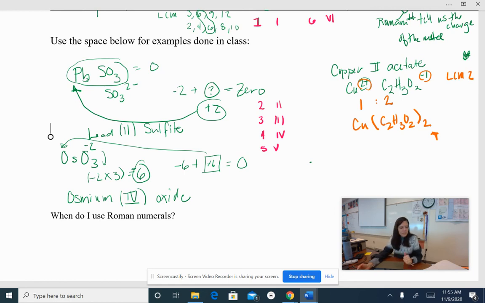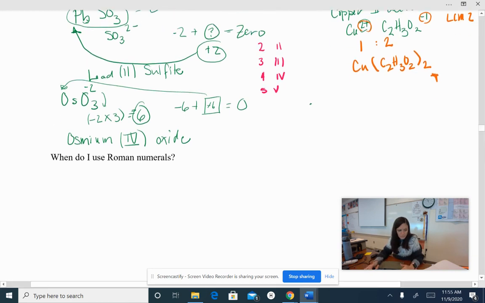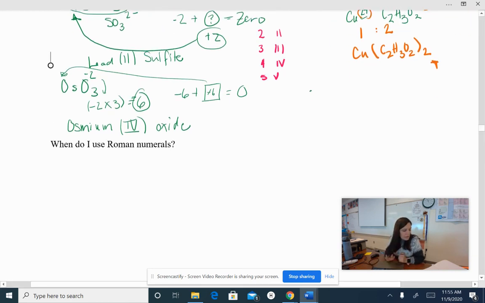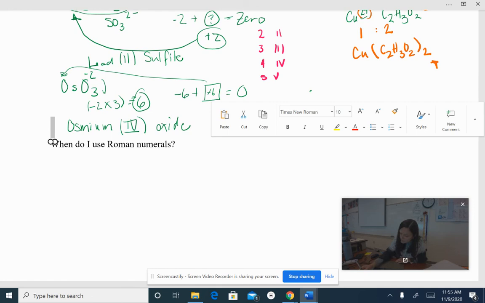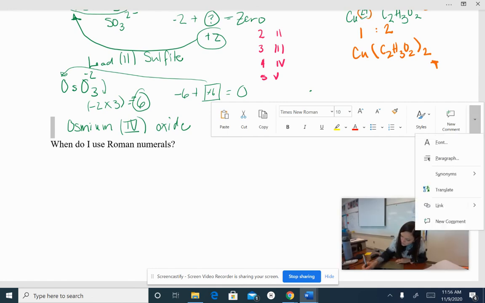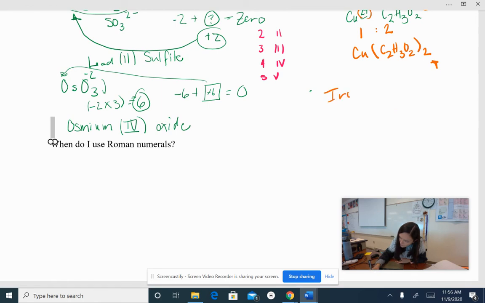Okay, let's do another example here. Let's do iron 3 oxide. Now, you guys are pretty familiar with iron 3 oxide. In normal English vernacular, this is rust. This is when that iron turns into rust. Iron 3 oxide is rust.